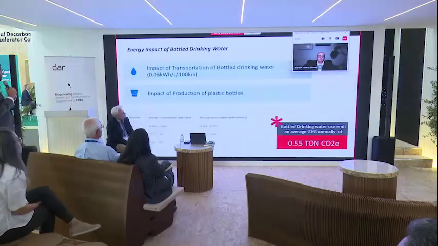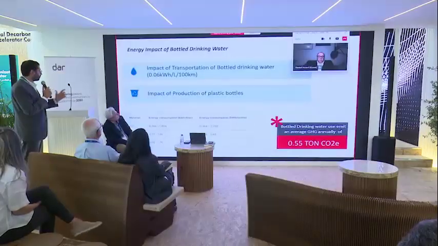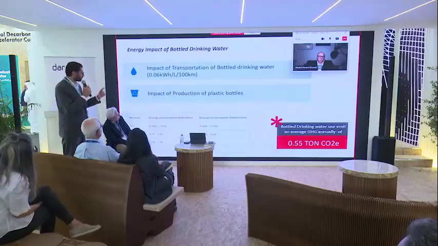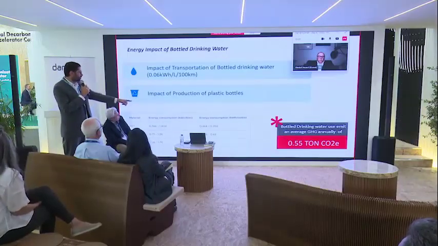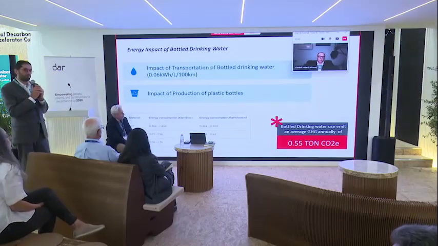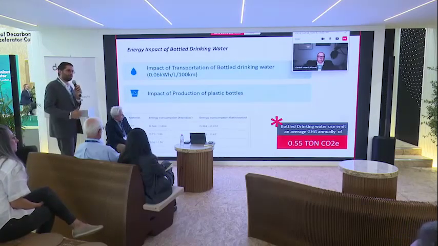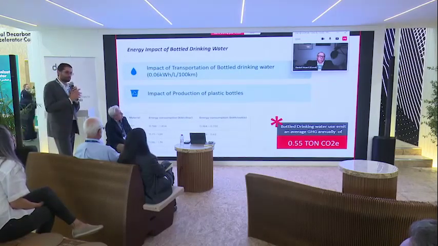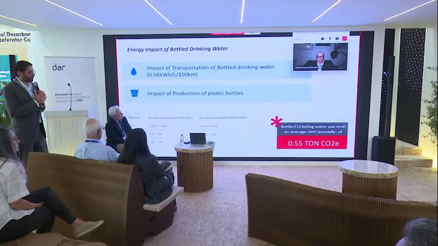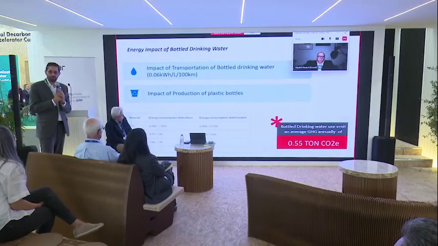The production of one plastic bottle consumes almost between 0.3 to 0.7 kilowatt hour per plastic bottle. If we assume that we need 3 liters of drinking water per person, annually each person will be emitting half a ton of CO2 just for drinking water.